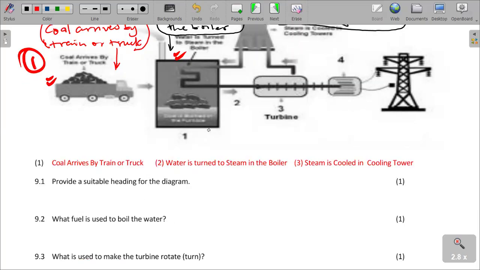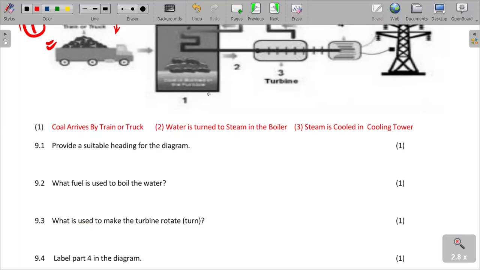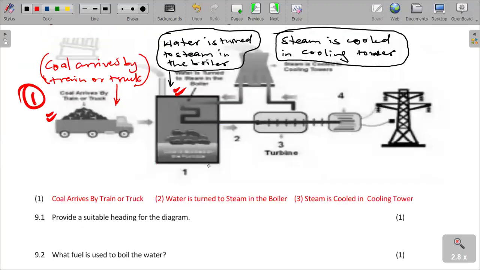Now the question is saying provide a suitable heading for the diagram. Given this diagram, what can be a suitable heading for it? We can just call it power generation. We can talk about a coal-fired power station.